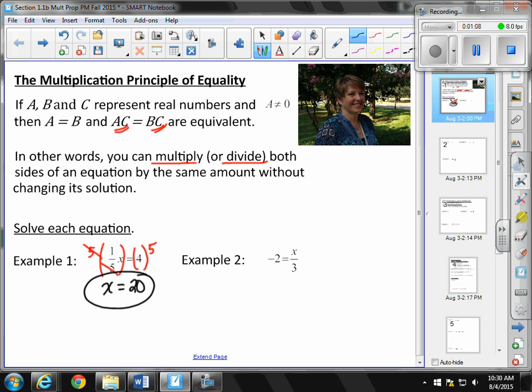Example number 2 says -2 equals x divided by 3. If I'm dividing by 3, I'm going to multiply by 3 to clear that fraction. 3 times -2 is -6, which is equal to the 3 on the top and the 3 on the bottom cancel here, and we get x. Notice you're only multiplying the numerator by 3.